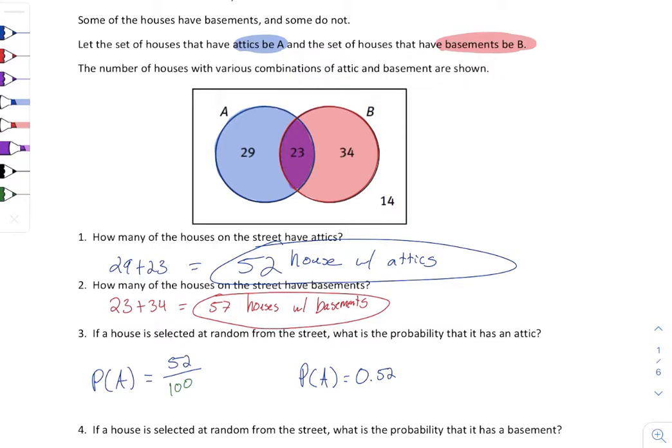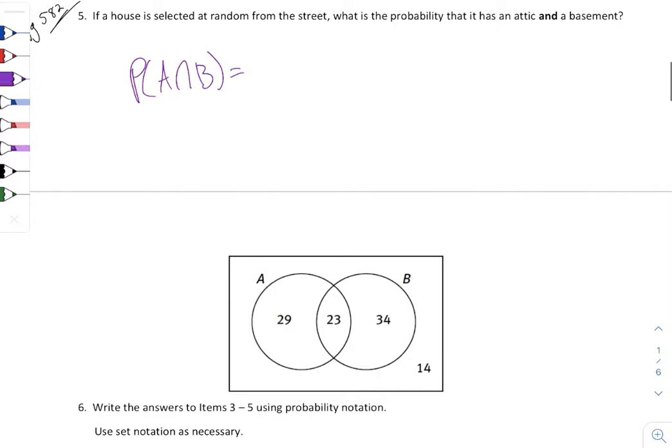That's 23. So the probability of this would be 23 divided by the total, which again is 100, which makes our life easy. You don't really need a calculator. You just move the decimal place over to the left 2. So we get 0.23. It doesn't matter if you have the 0 or not. Okay, good. So that's the setup.